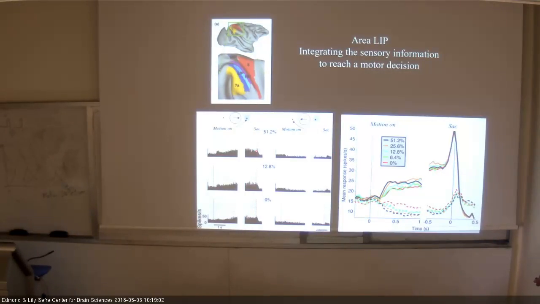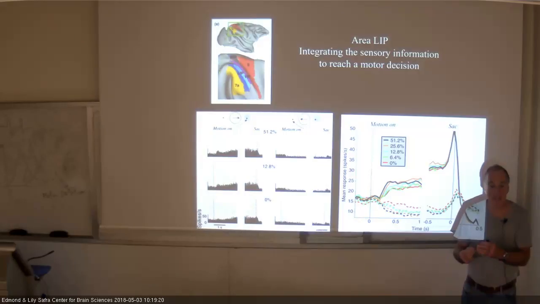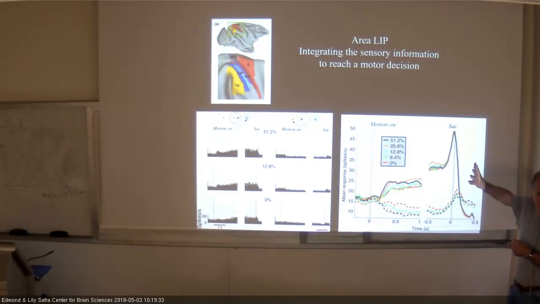Notice that the activity here at the time of the saccade is pretty much the same as you see here. It doesn't matter if the stimulus was totally random or very, very clear. Why? Because you're committed to a specific saccade. Once you're going to make the saccade rightward, just before the saccade, you're committed to it, and you get the same pattern of firing irrespective of whether the stimulus was at 51% coherence or 0% coherence, which is the red line. They're completely overlapping.